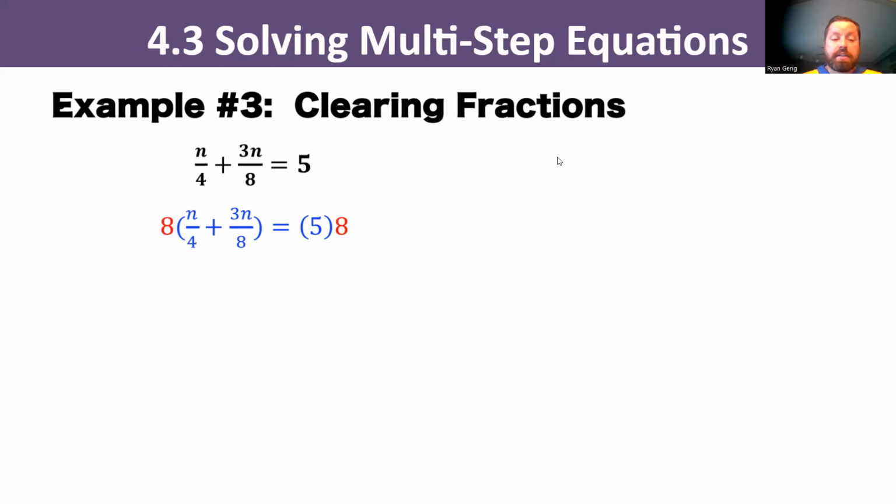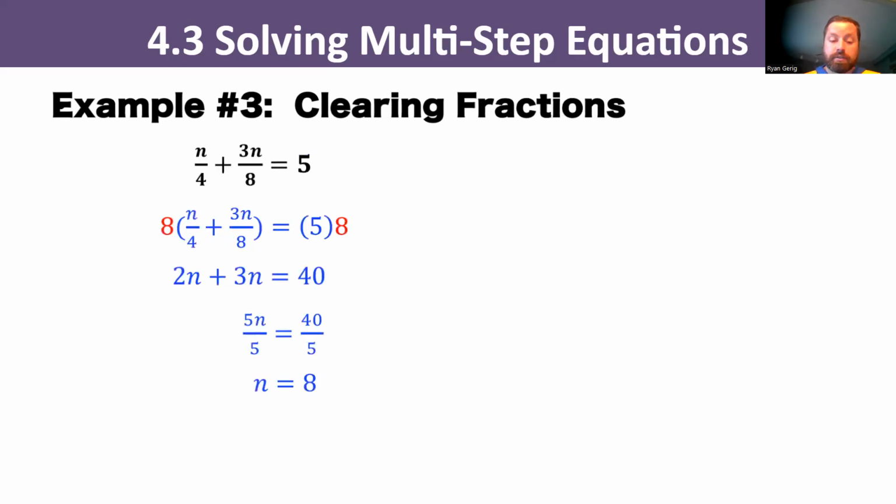8 times n is 8n, divided by 4 is 2n. 8 times 3n is 24n, divided by 8 is 3n. So I've got 2n plus 3n equals 5 times 8, which is 40. I've just simplified the left and the right. Almost. 2n plus 3n is 5n. So I'm going to go ahead and combine like terms, and I get 5n equals 40. Now it's a divide by 5, n equals 8.